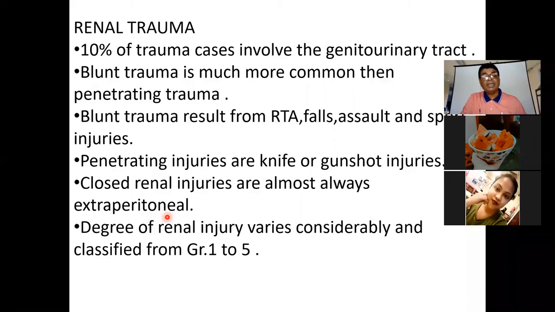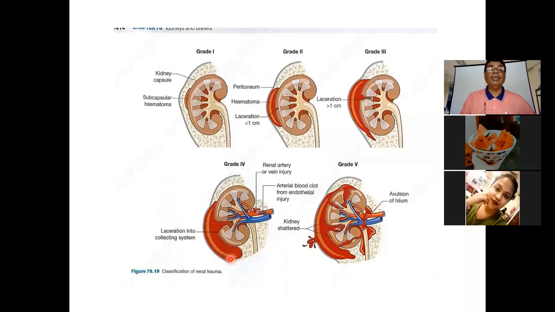There may be different grades of injury. The degree of renal injury varies considerably from grade 1 to grade 5. So we have to know what is grade 1, grade 2, grade 3, grade 4 and grade 5. You see this diagram, there are 5 different pictures of the kidney. First one is grade 1. This is the normal kidney.